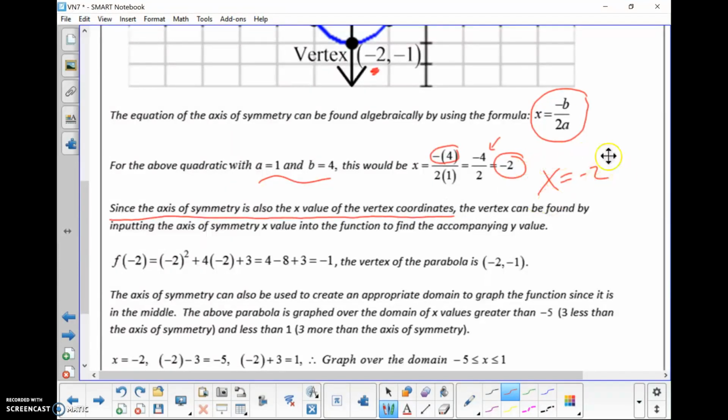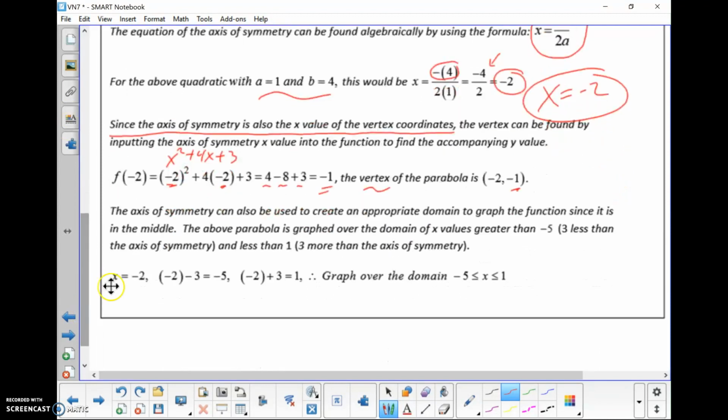Because once I have that axis of symmetry, I can algebraically plug in x equals -2 into, remember it was x squared plus 4x plus 3, the original equation. So if I replace my x's with -2, I get -2 squared plus 4 times -2 plus 3. -2 squared is 4. 4 times -2 is -8. Plus 3 comes out to be -1. And that's the y value of the vertex. So we can algebraically get the axis of symmetry and the vertex.